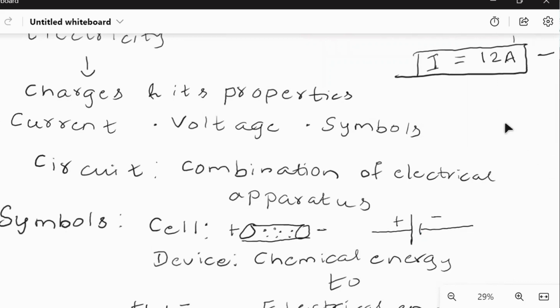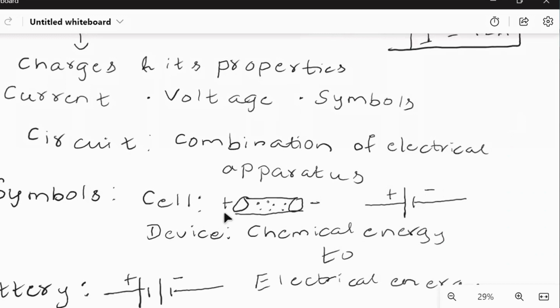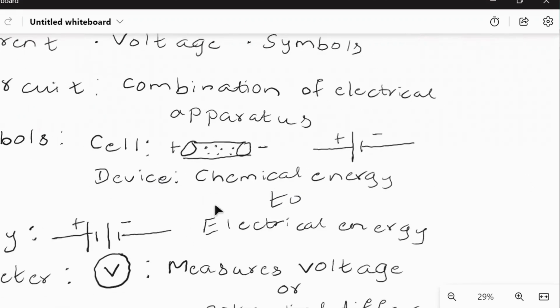I'm just giving a rough diagram. First and foremost is the cell. Okay, this is a cell. What is a cell? A cell is a device which converts chemical energy into electrical energy. Inside this are the chemicals. So from positive to negative, chemical energy is converted into electrical energy. This is the symbol.